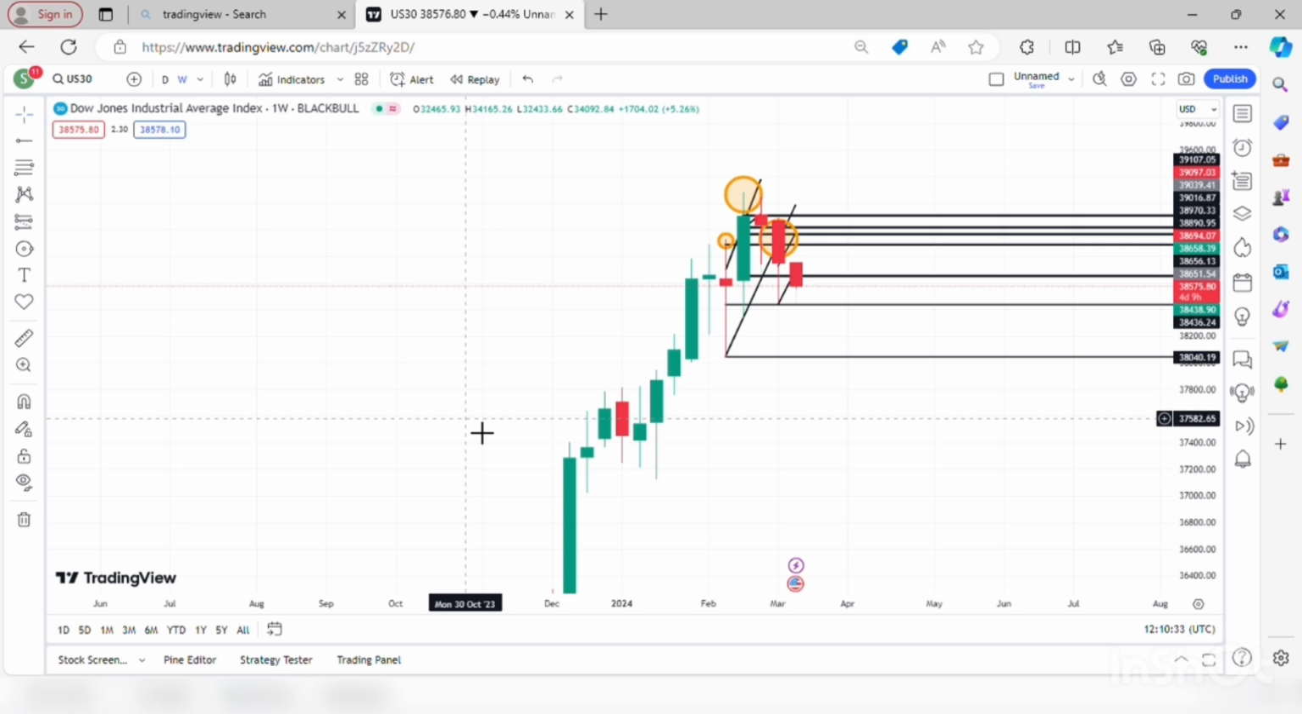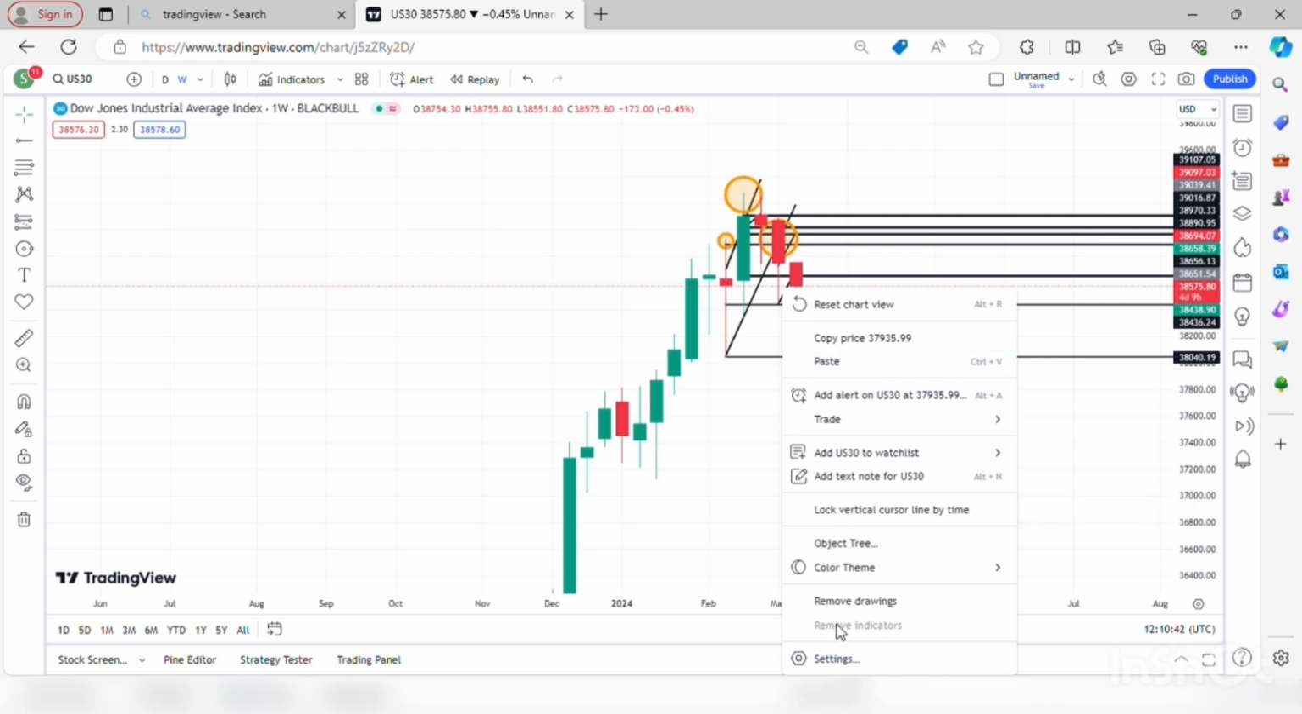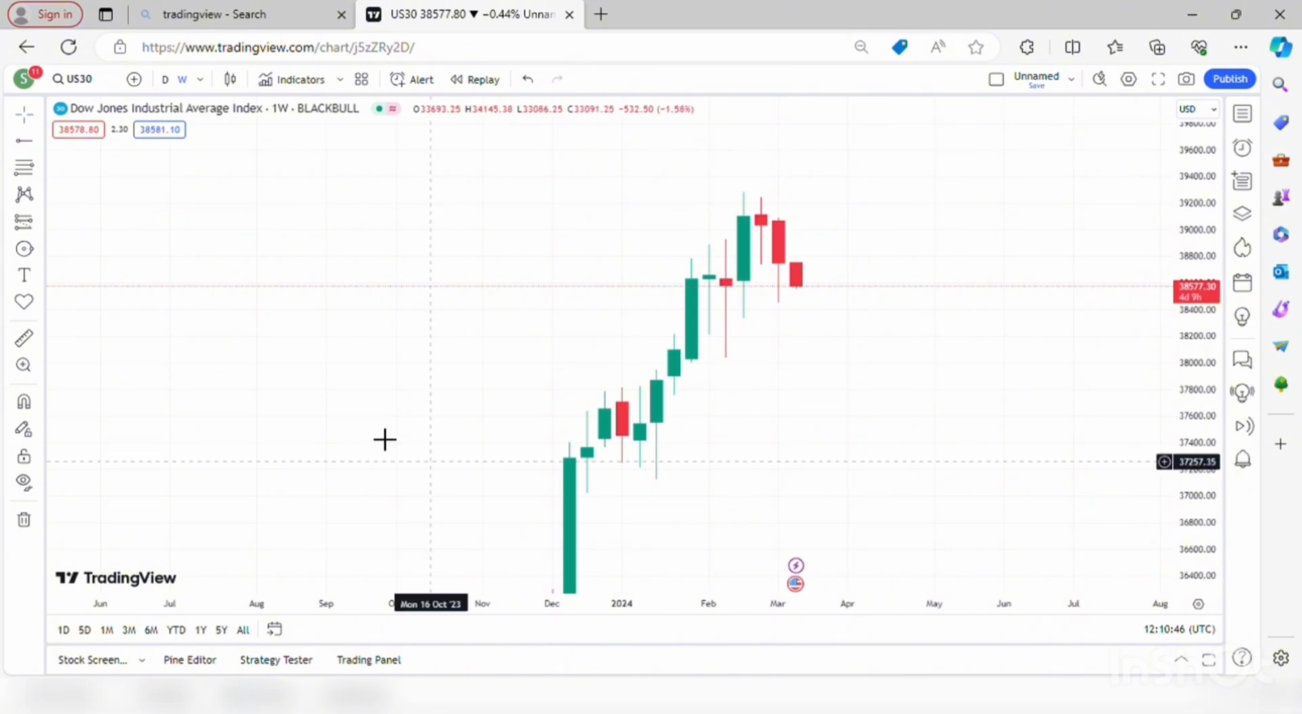So I just want to show you something, right? Let me start by saying I'm currently on the weekly time frame, but I'm gonna remove my analysis for this week, which is the CPI week, right?